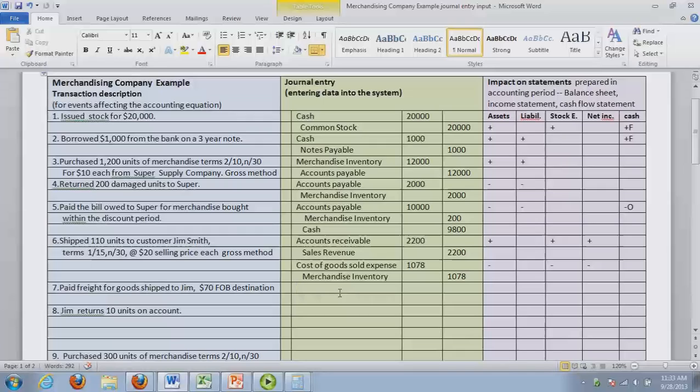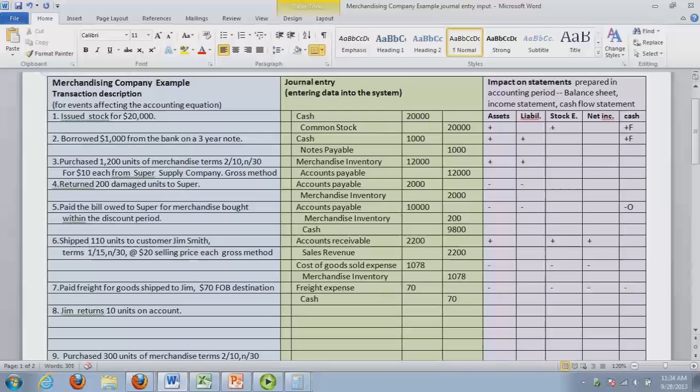There are many names I could use. I'm just going to say freight expense, but transportation out is a term they sometimes use. Also delivery expense would be appropriate, or shipping expense. Paying for the freight, resources are fewer. Again, we have an expense. Retained earnings would go down, therefore stockholders' equity would go down. Less profit because of an expense, and less cash. A lot of negatives.